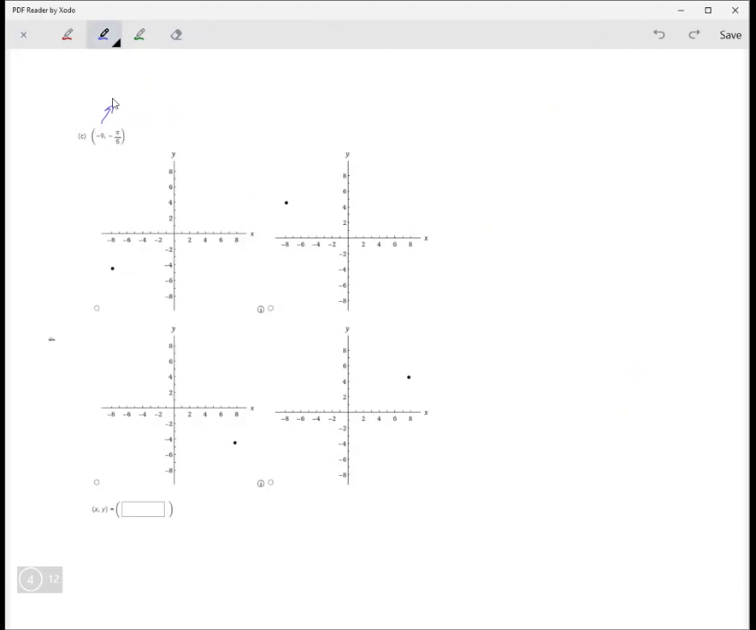Okay, and here's what I'm telling you. r was actually negative here, and theta is also negative. So negative pi over 6 would be this angle right here. But since r is negative, instead of going out here, you're actually going to shoot back this way. And so it's going to be this point right here.